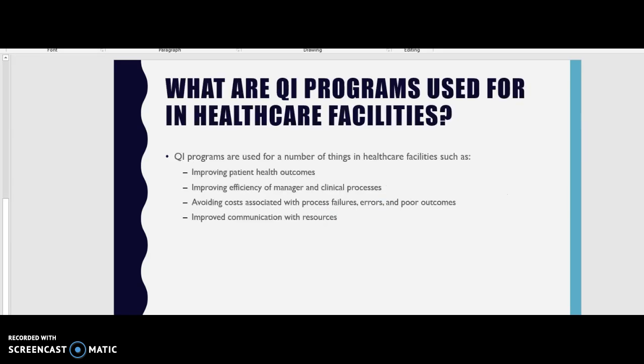What are QI programs used for in healthcare facilities? QI programs are used for a number of things within a healthcare facility, such as improving patient health outcomes, improving efficiency of managerial and clinical processes, avoiding costs associated with process failures, errors, and poor outcomes, and improving communication within the resources.